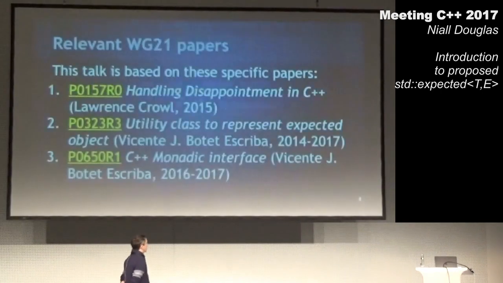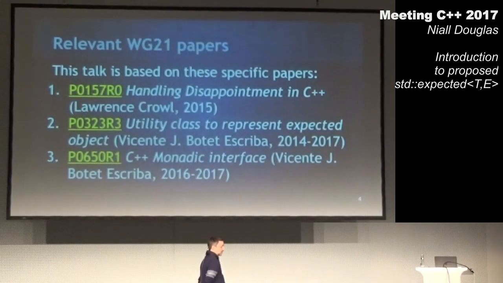So relevant WG21 papers. This is just a long, long list. Some of these papers are quite old. You can tell by the sequence number that 157 in the new P number system of naming them is obviously well before 323 for the second one.